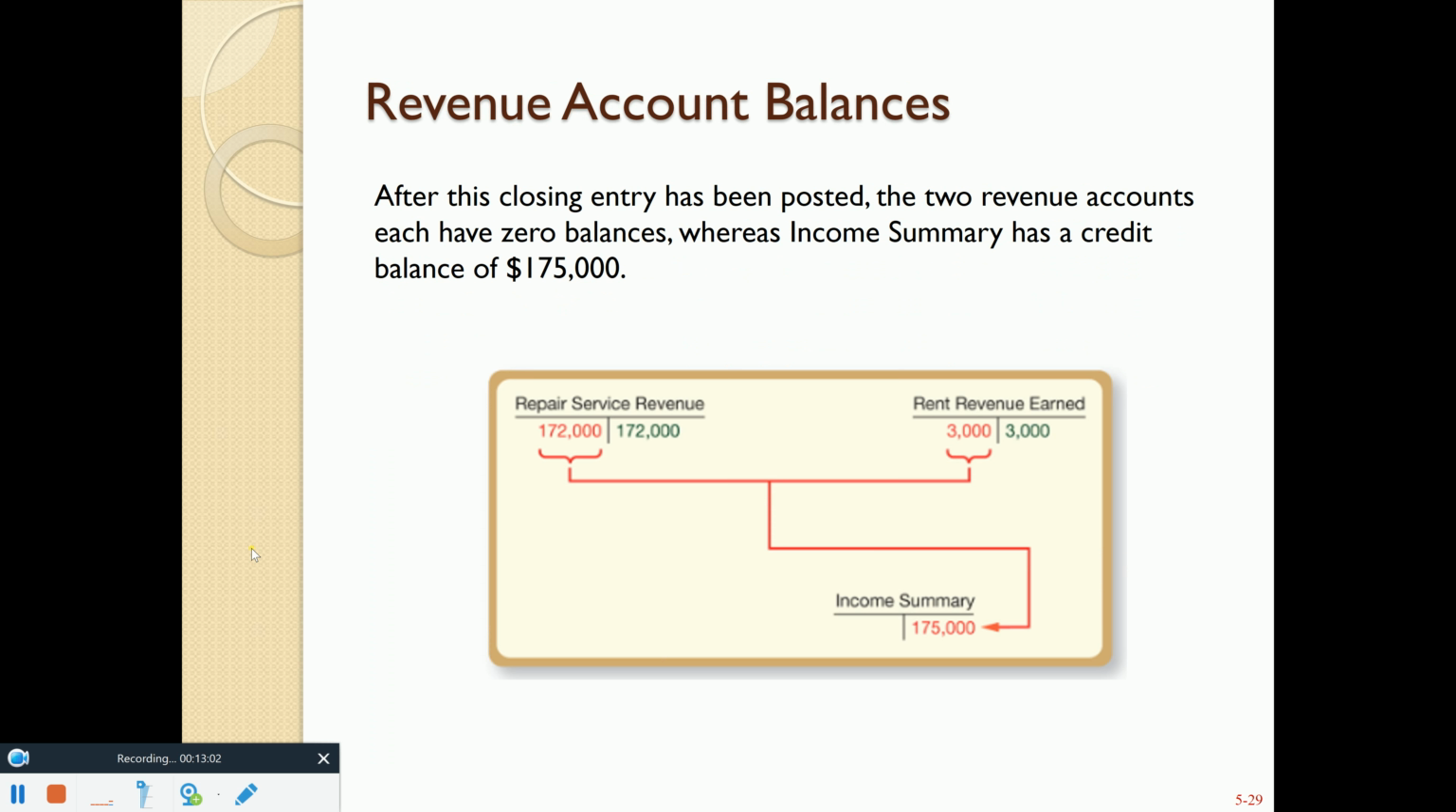All right, and here's a visual. You can see the revenue account had a credit balance, and we just debited it during the closing process. The rent revenue account had a credit balance. We just debited it during the closing process. And now we have this $175,000 credit in the income summary account.